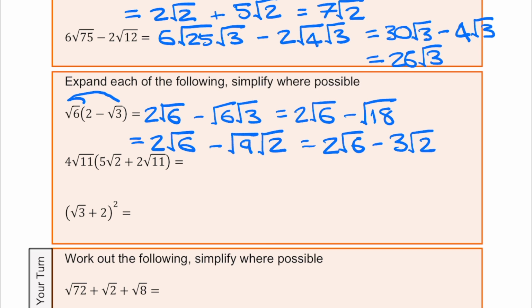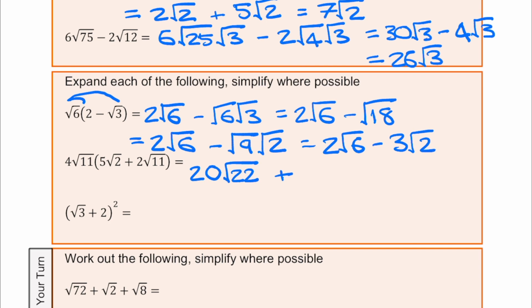Same idea on the next one. Let's start by expanding the bracket. I'm going to multiply the 4 root 11 by 5 root 2. Start with the 4 times 5 to give me 20. And then root 11 times by root 2. That's just going to give me root 22. I'm combining those two separate surds together. Like I said, might be skipping 1 or 2 steps of working. Hopefully you can see how that works though.